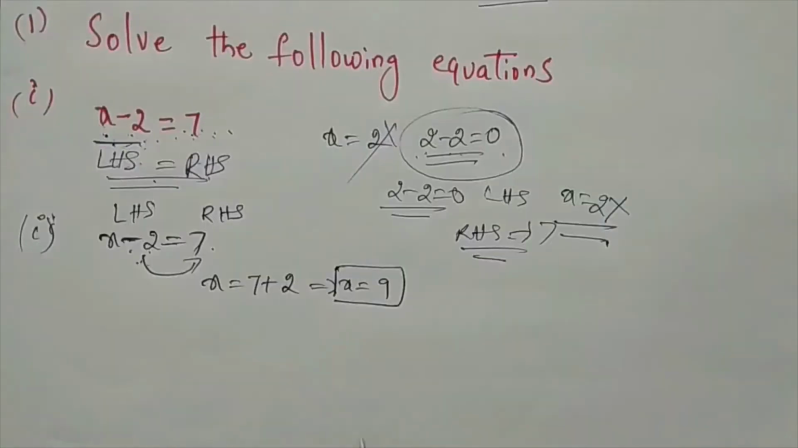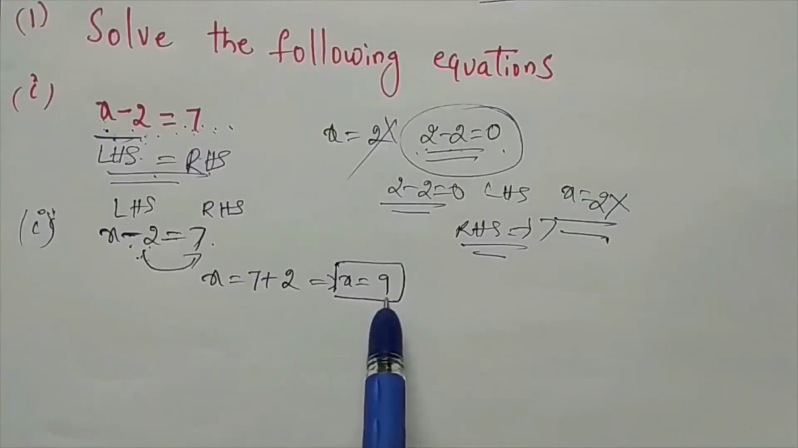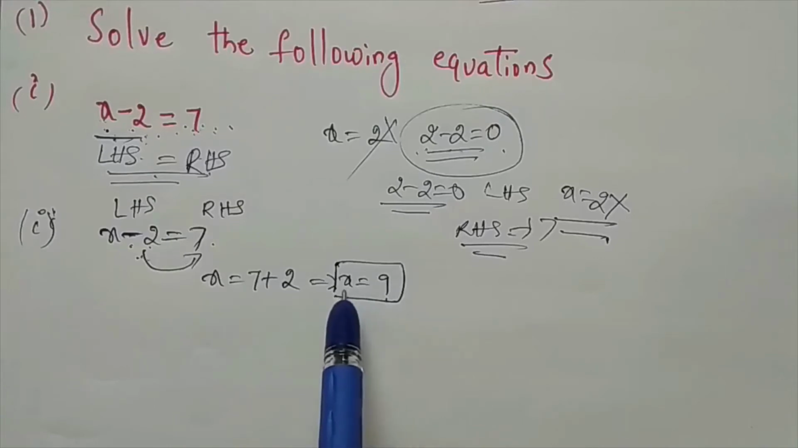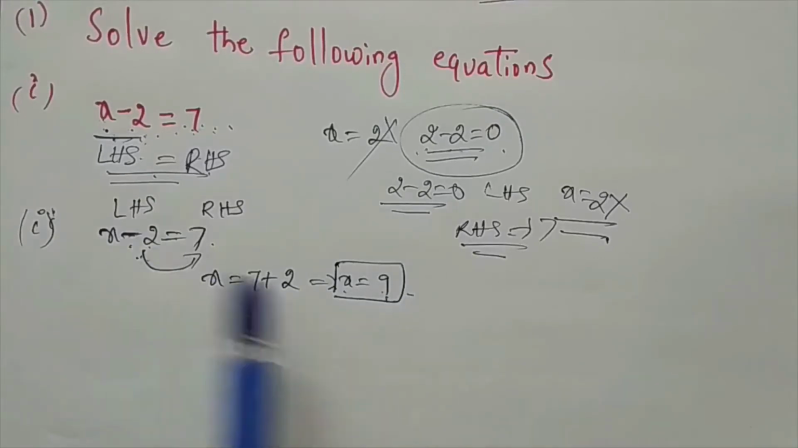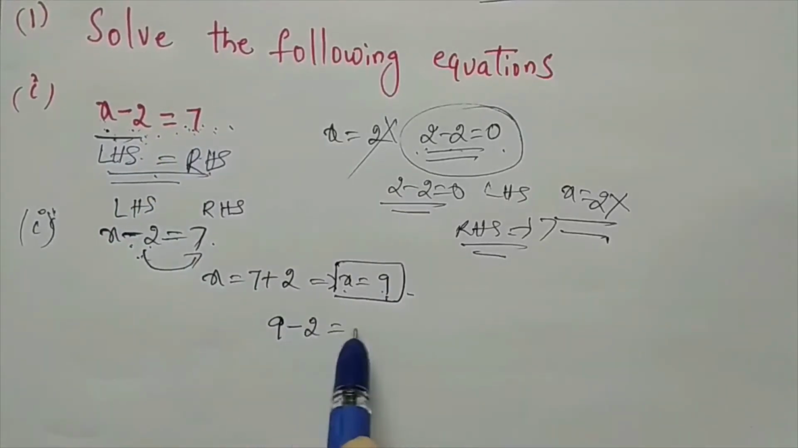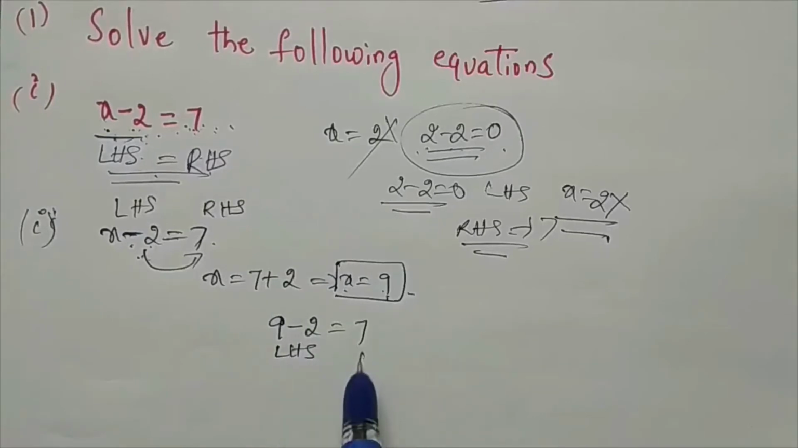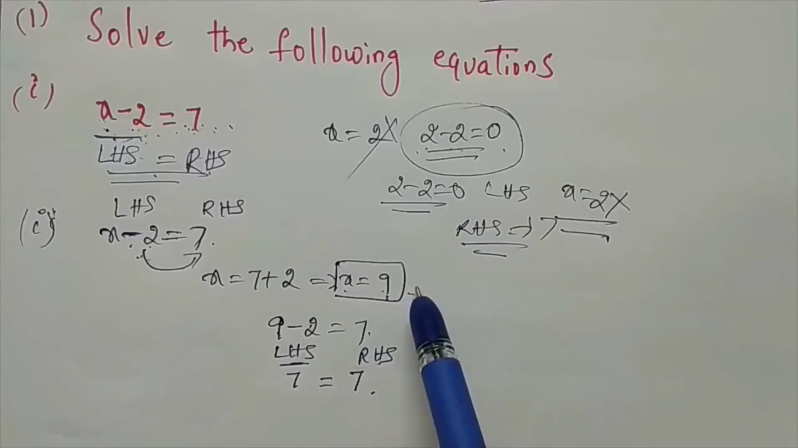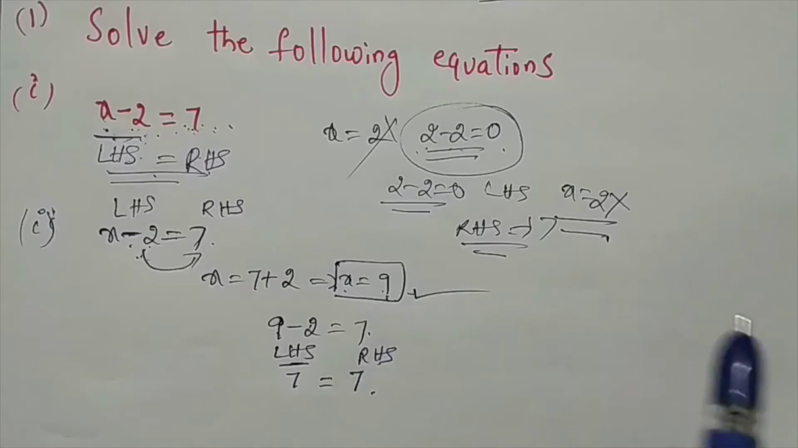We can check if the answer we got is correct or not. x is equal to 9. Let's substitute x is equal to 9 in x minus 2 is equal to 7. So 9 minus 2 is equal to 7. In LHS, 9 minus 2 is 7. In RHS, the value is 7. So 7 is equal to 7. So the solution for x minus 2 is equal to 7 is x is equal to 9, and this is correct. We can check like this. Okay.